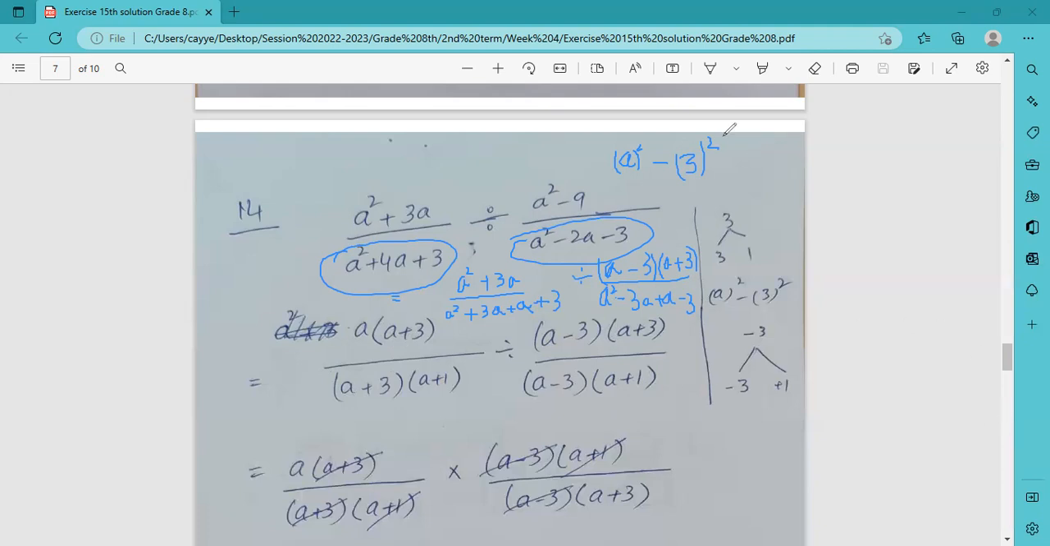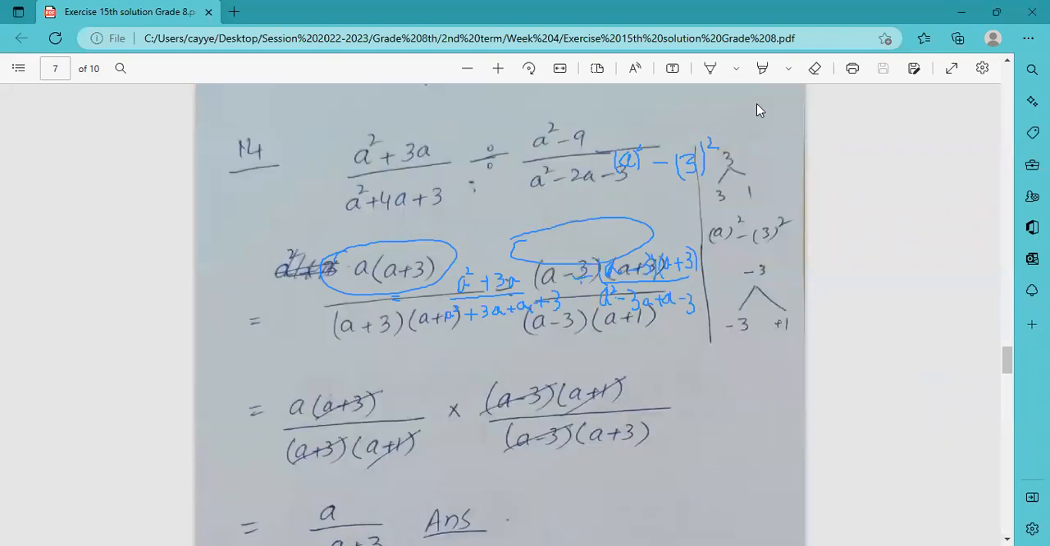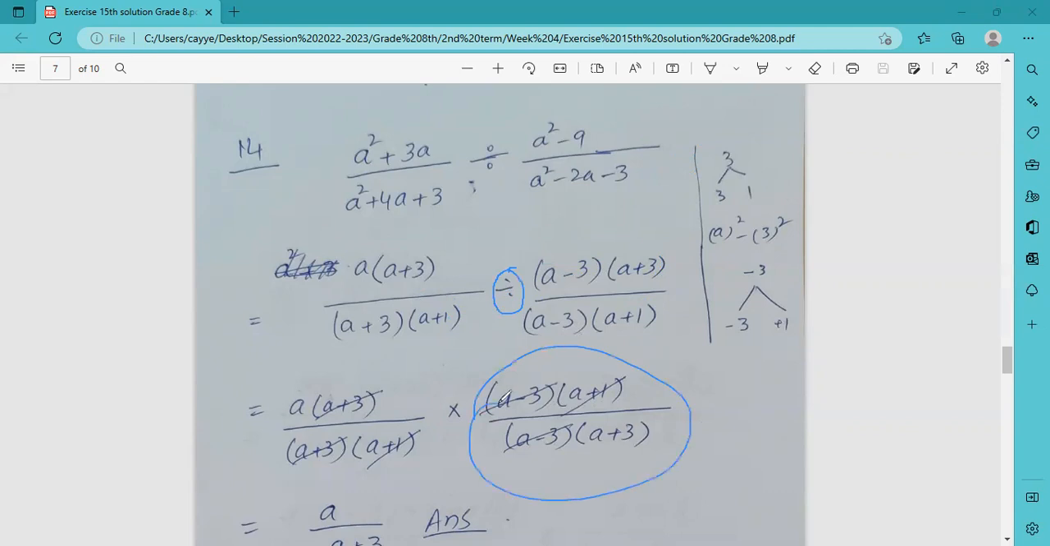Now the divide sign will change into multiply, and the algebraic fraction will be reciprocated. This will be the reciprocal fraction. In it, a minus 3, a plus 1 is on the top, the numerator, and a minus 3, a plus 3 is the denominator. Now cancel the like expressions. You will get the unlike one.